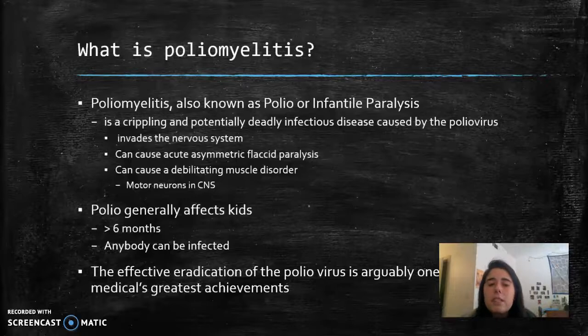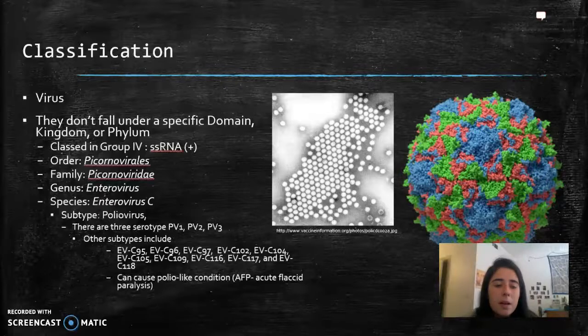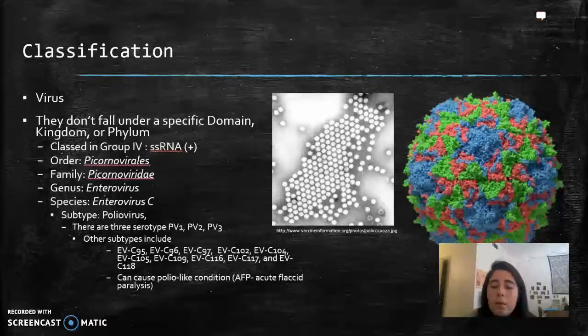Now, the classification of it: because it's a virus, it doesn't necessarily fall under the 3 domains of life. It does not have a kingdom or a phylum. It is classed in group 4, which is single-stranded positive-sense RNA. Its order is Picornavirales, its family is Picornaviridae, its genus is Enterovirus, and the species is Enterovirus C. And like I said before, poliovirus is a subtype of this Enterovirus C.